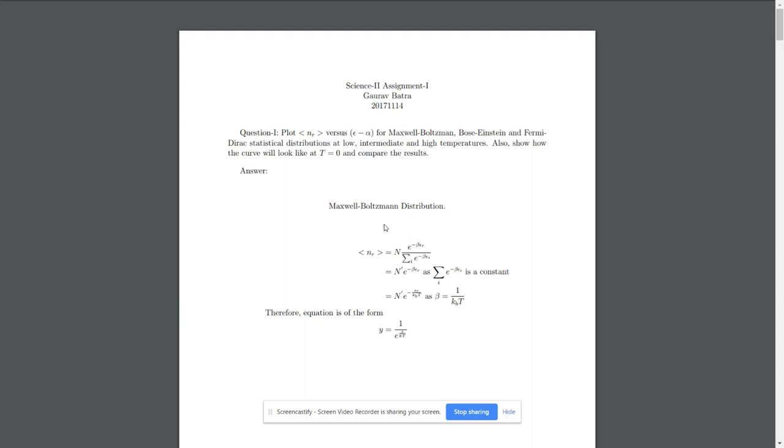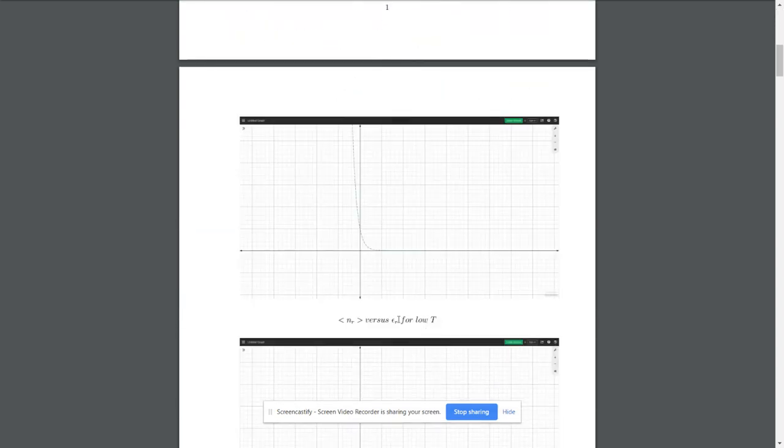So let's start with the Maxwell-Boltzmann distribution. As done in class, we know that the dependency of the average number of particles in a given energy state on the energy levels is given by the formula. We can simplify this formula further to get an exponential graph with the equation y equal to e power minus x by kT, where k is a constant. So we observe these different graphs for different T's.